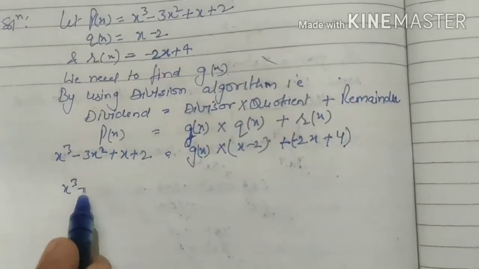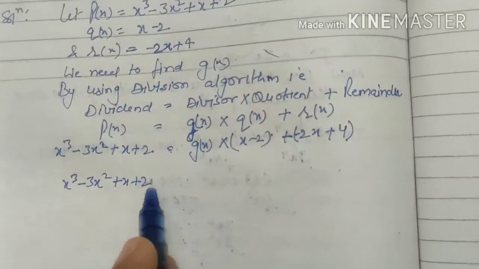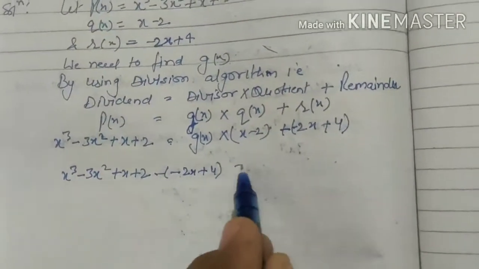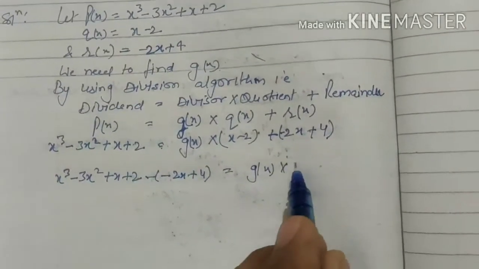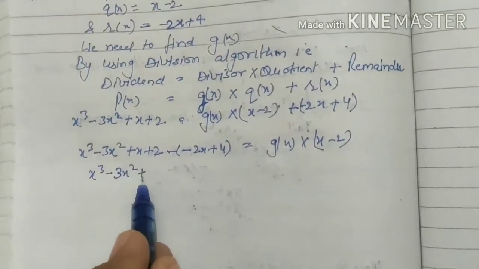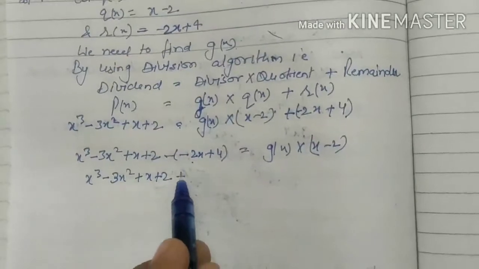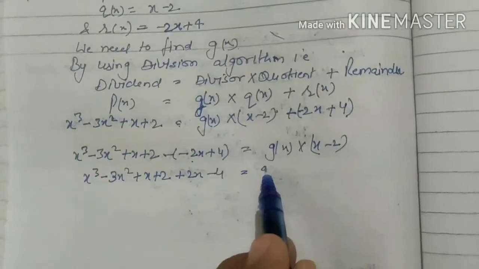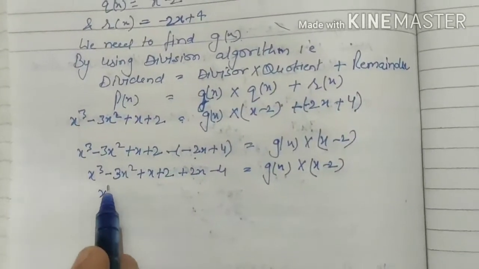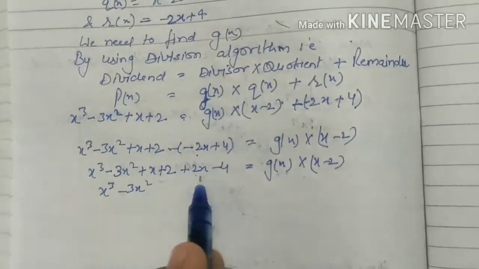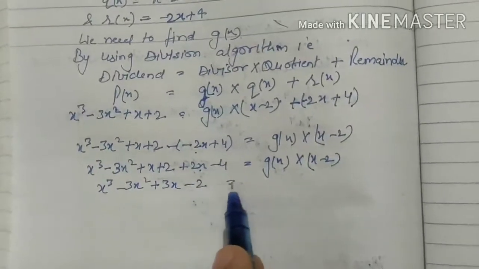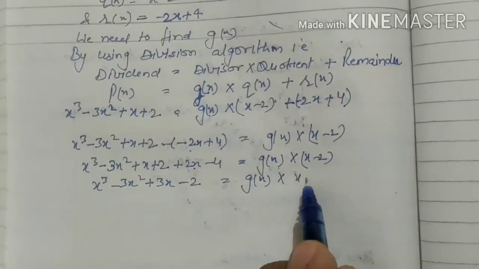So this will be x cube minus 3x square plus x plus 2, and this will transfer to the left hand side and become negative. So this will be minus of minus 2x plus 4, and in the right hand side we have g(x) into x minus 2. So now solve this, x cube minus 3x square plus x plus 2, and this will be plus of 2x and minus of 4 equals g(x) into x minus 2. So now this will be x cube minus 3x square plus 2x plus x become plus 3x, and minus 4 plus 2 become minus 2 equals g(x) into x minus 2.